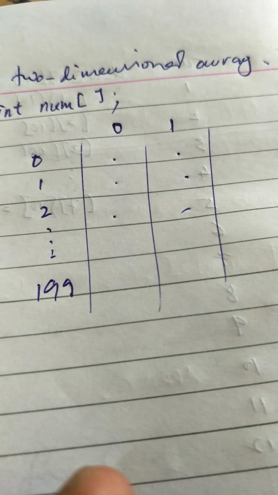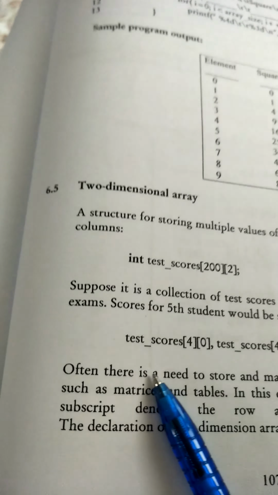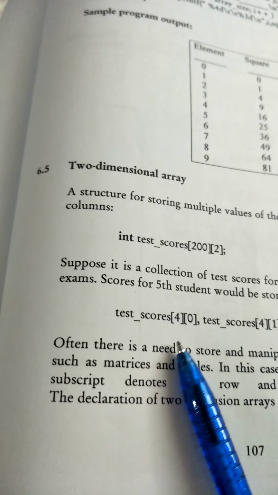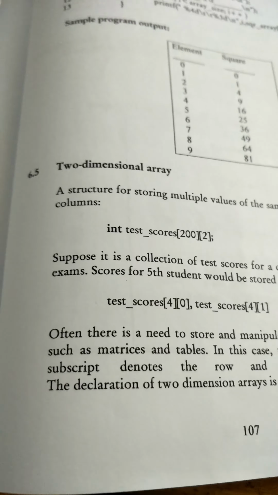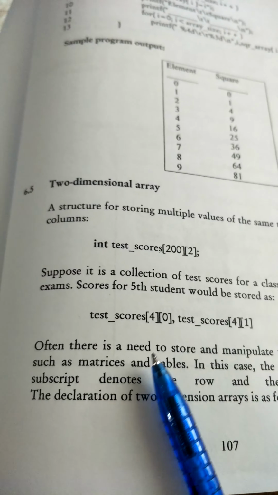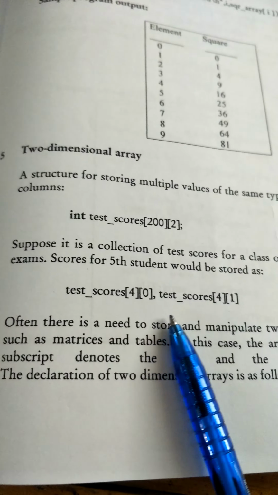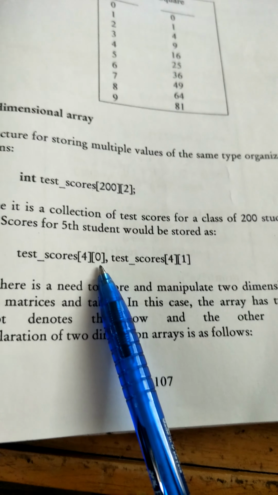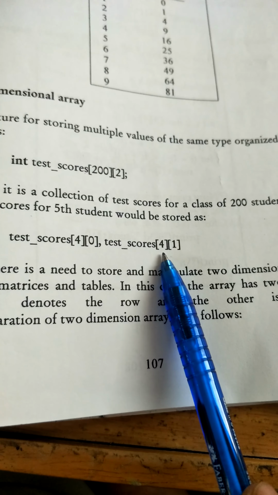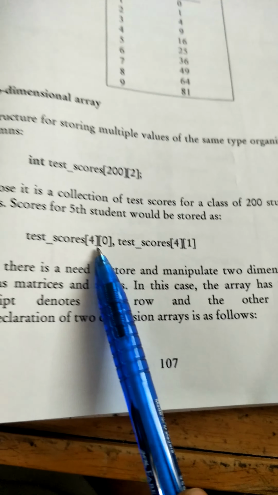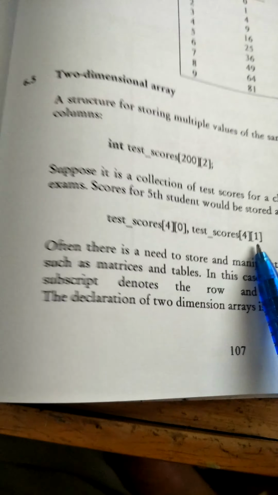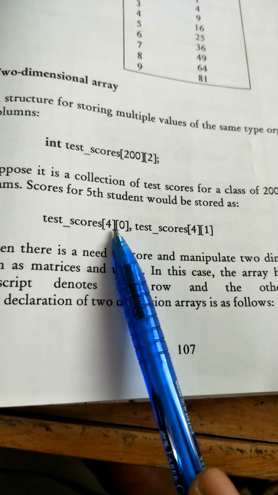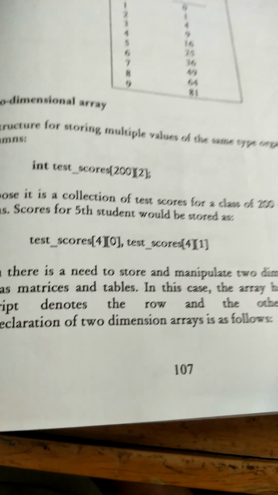Now this is the example: the collection of test scores for a class of 200 students who took 2 exams. This is test score 4,0 and test score 4,1. Sorry, this is student number 5 with the second exam, because the index begins with 0: 0, 1, 2, 3, 4. So 4 means student number 5.